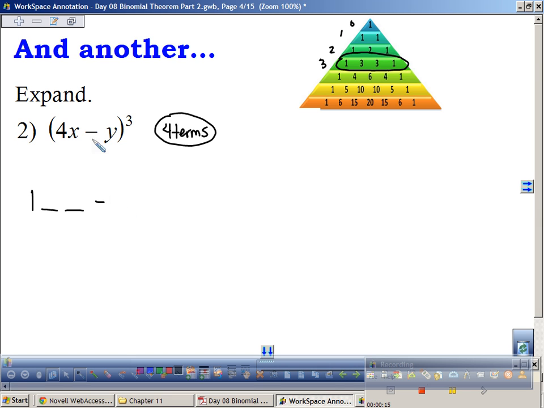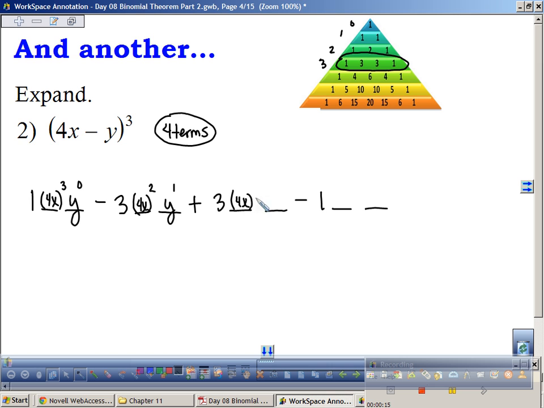1, blank, blank. I'm going to make this negative because we've got a negative sign here, so you're going to have every other term negative. So 1, blank, blank. Negative 3, blank, blank. Positive 3, blank, blank. Negative 1, blank, blank. I've got a 4x in here, so I just put 4x to the what power? 3, and y to the 0. 4x to the 2nd, and y to the 1st. 4x to the 1st, and y to the 2nd. 4x to the 0, y to the 3rd.